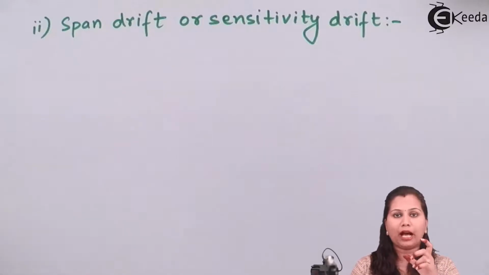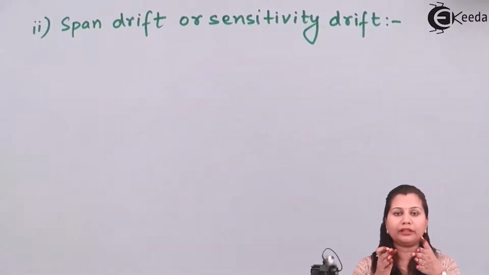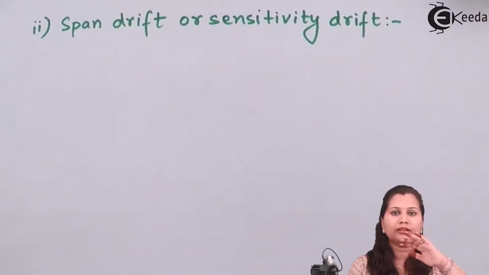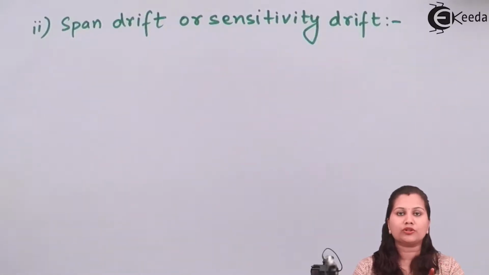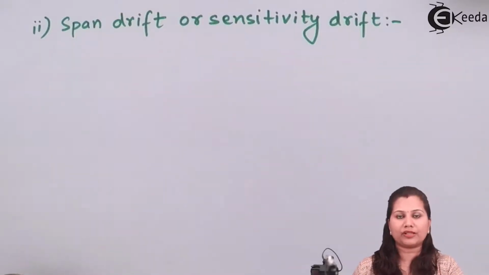The relationship between the input and output was still linear, but now in the span drift or the sensitivity drift, for some span of the instrument, like for some range of the instrument, the input and output are changing in some proportion. Like if we are changing the input, the output is changing like twice the input. So there is some proportionate change in the output with respect to the input, and that type of drift is called the span drift or the sensitivity drift.